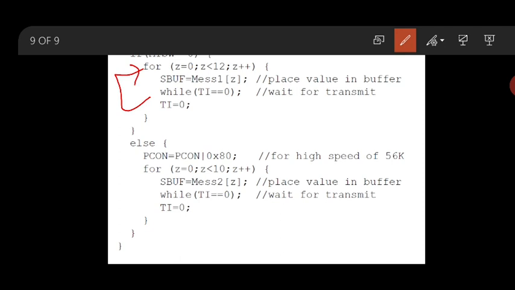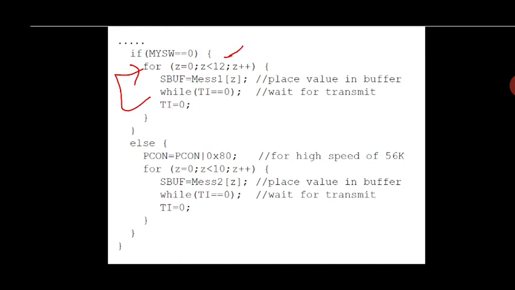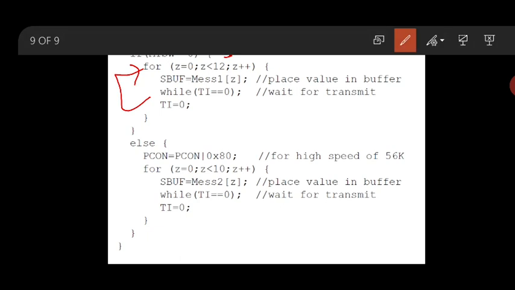Now it will go to O, then N, O, R, M, A, L, space, speed. Like this, all the characters will be transmitted, because it is 12. When Z becomes 12, that is not less than 12, the loop will be broken. The loop is broken, and where will it go? It will go to the TI. Now if SW is 0, it won't enter into the else here.